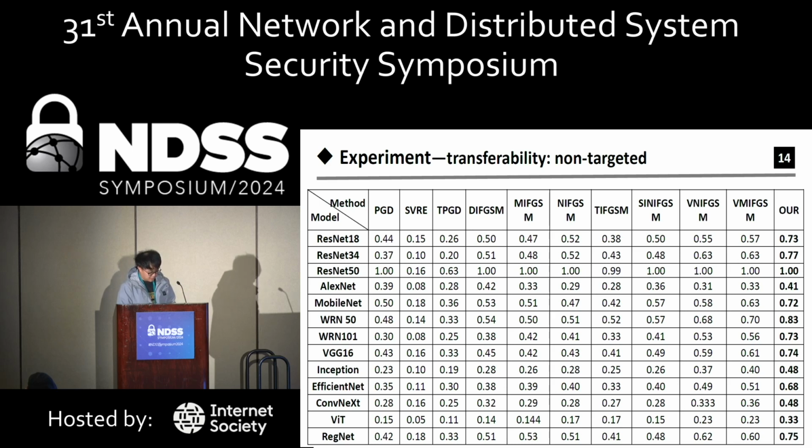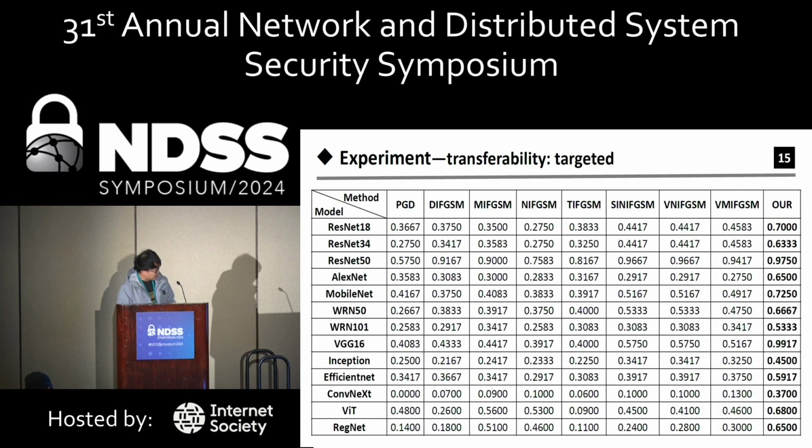From the table, it can be seen that our method has significantly better transferability than 9 baseline methods under non-target attack. Compared with the attack method VMIFGSM, our method improved the average attack ability against 13 target models by 11%. And compared with the most perceptible attack method, TPGD, it improves the average attack ability by 13.7%.